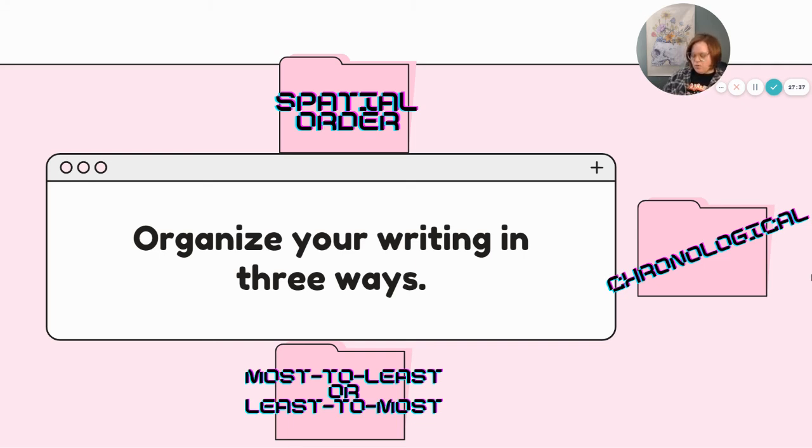And then the one that people don't use as often is most to least or least to most, which is where you describe things in order of whether it's most important to least important or least important to most important. That is all going to be up to you in terms of how you're going to describe things. Most of the time when you write, you're going to use chronological. So just keep that in mind. Chronological is just the basis. It's where we go and it's how we do these things.